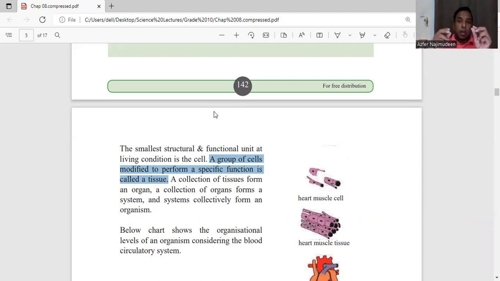So for a group of cells, for example, I gave you an example where the sperm and the egg unite to form a zygote, and then within the zygote, the cells start to multiply and it forms a multicellular organism. So similarly, a group of cells together combine to form a tissue with a specialized function or many functions. A collection of tissues forms an organ. A collection of organs forms a system. A collection of systems forms an organism.